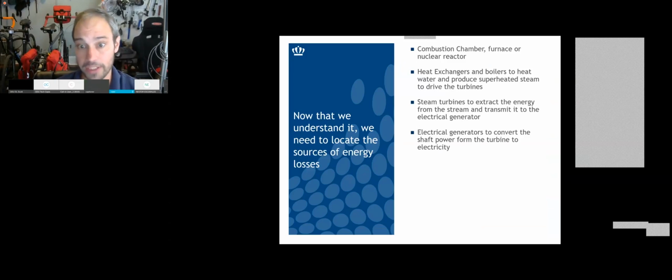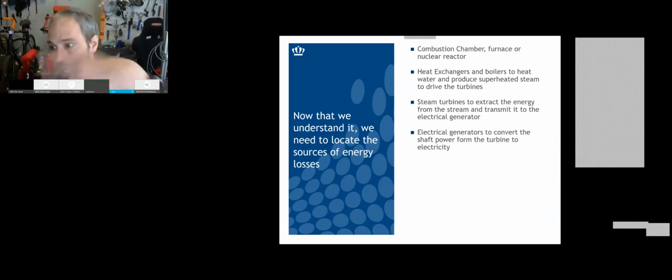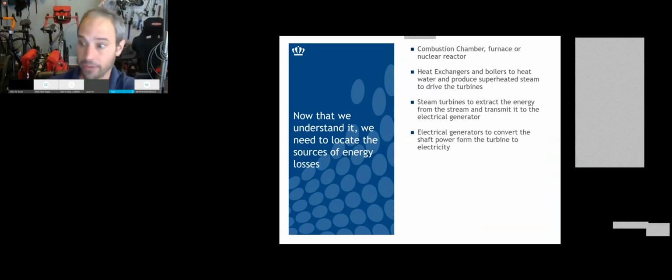Electrical generators convert the shaft power from the turbine, it says form, it should be from, to electricity. So these turbines are producing what we call shaft work. It's rotating a shaft. As the steam rushes past the turbine blades, the shaft rotates at high RPM. That's hooked up to a generator and generates electric power. How efficient is that? It probably is the most efficient link in the chain, next to combustion efficiency. Combustion efficiency is pretty high usually, and so is electrical efficiency.